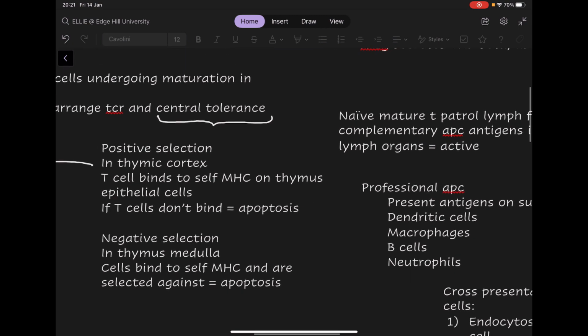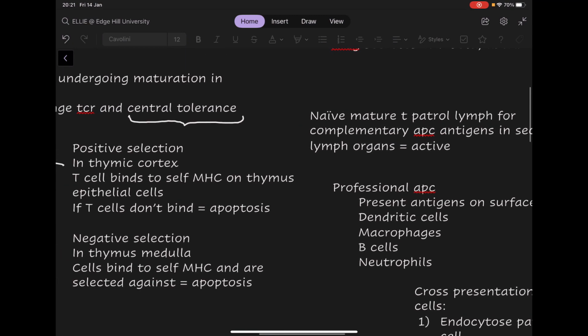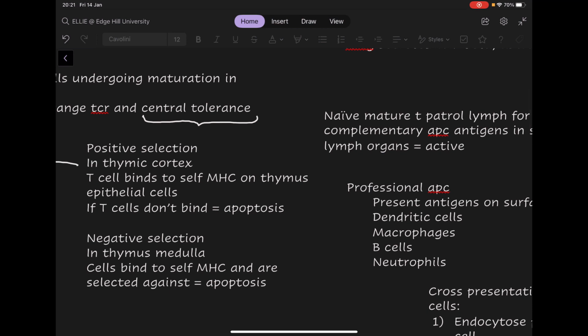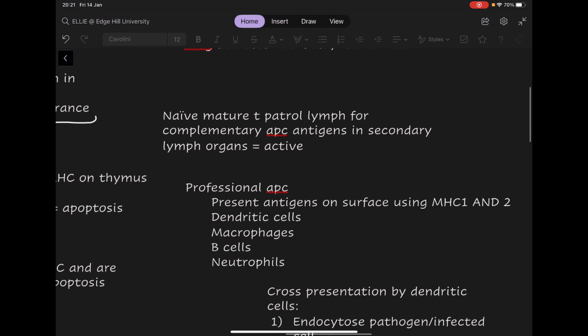But back to maturation. Again, when it's gone through this central tolerance, you have a naive but mature T cell. These patrol the lymph looking for complementary antigens presented by antigen presenting cells in secondary lymphoid organs. When they bind to these, they become activated and can go through numerous processes.